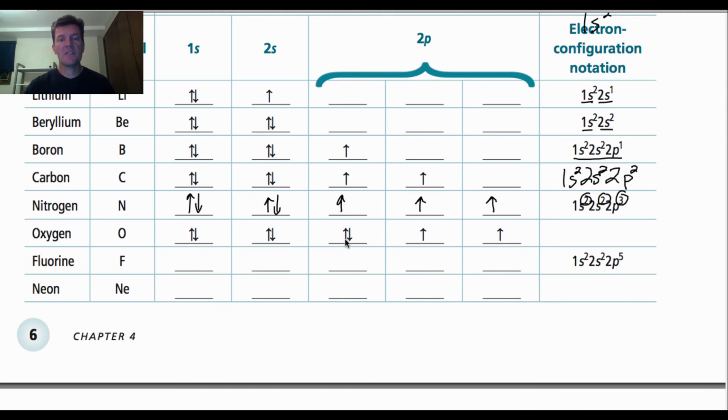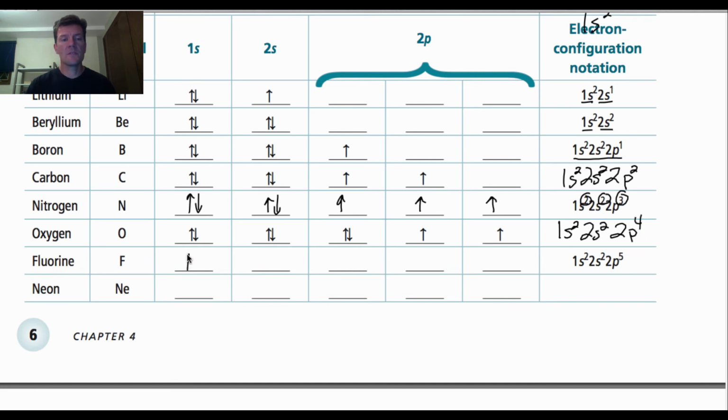Oxygen has 8. This is how they fill. You'll notice that 2 in the 1s, 2 in the 2s, and then 1, 2, 3, and then you start to double up. So this is 1s2, 2s2, 2p4.